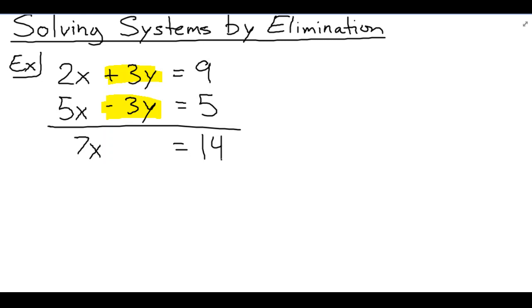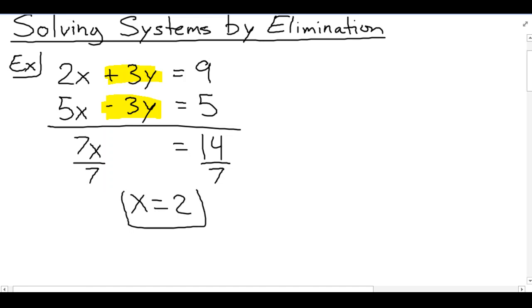I get this new equation here. Go ahead and divide both sides by 7. You end up with x is equal to 2. Right? That's half of your solution right there. To get the other half, you simply have to take this answer that you got, x equals 2, and substitute it back in for x.